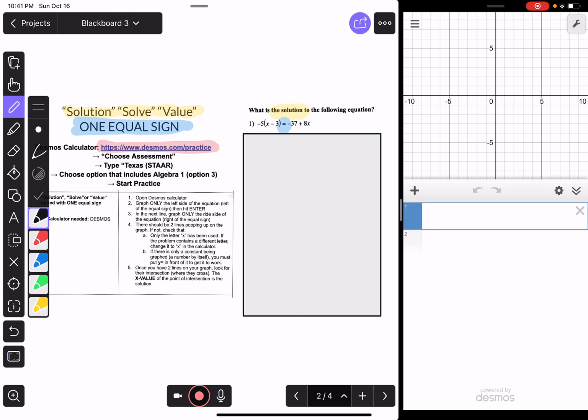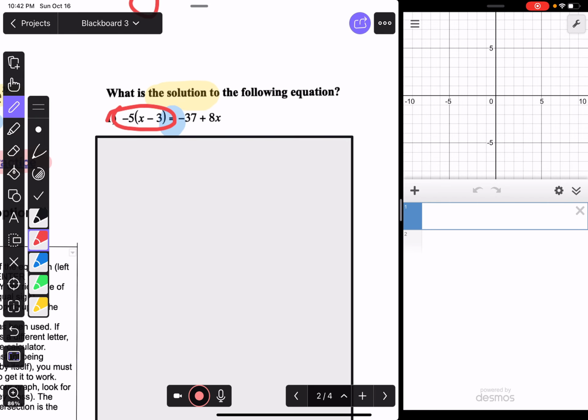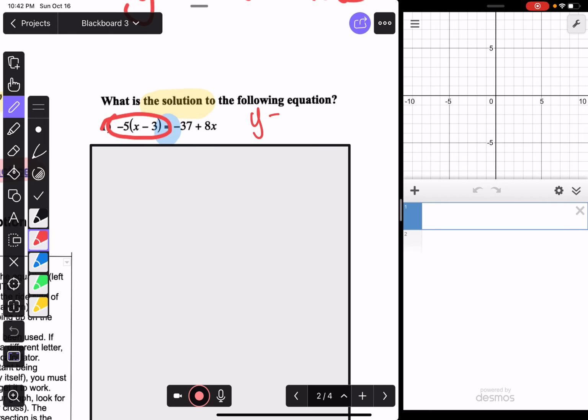So step one is to open the Desmos calculator. Step two, which we have done, is to graph only the left side of the equation. So we're going to type in y equals the left side of the equation, whatever the left side may be. So we're looking here and we see our left side right here, and we can zoom in just a little bit. So we are going to graph y equals the left side, which is -5x minus 3. So I'm going to go ahead and type that in here.